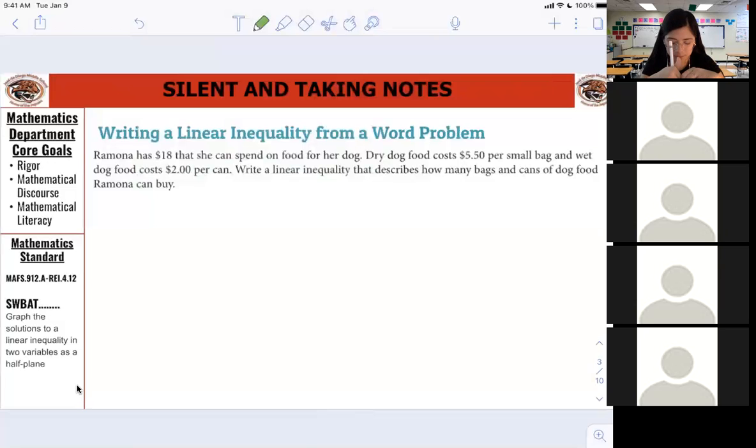And wet dog food costs $2 per can. Write a linear inequality that describes how many bags and cans of dog food Romana can buy. Awesome, thank you. All right, so in this case, they don't tell us what to put for our variables, so we can use whatever variables we want. Does anyone want to give me a variable to use? X. X, we want to keep it basic, X and Y.